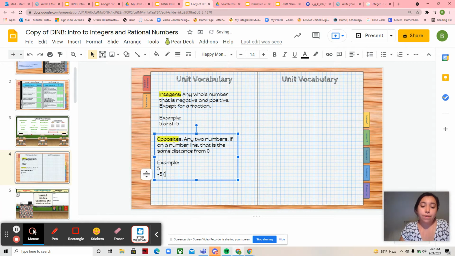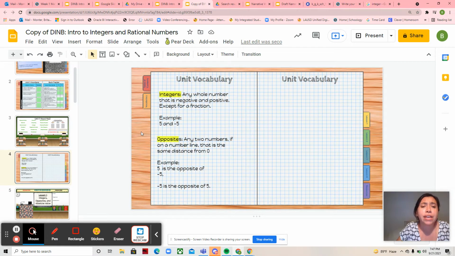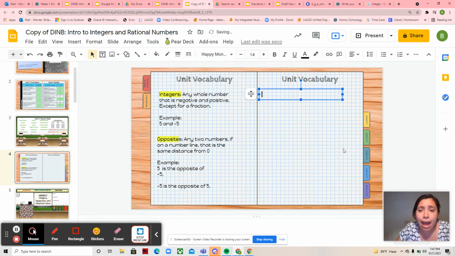So 5 is the opposite of negative 5, and vice versa. Negative 5 is the opposite of 5. So no matter where you go around, just know that with opposites, if you have a positive, you get a negative. If you have a negative, you have a positive, okay? It's just opposite.